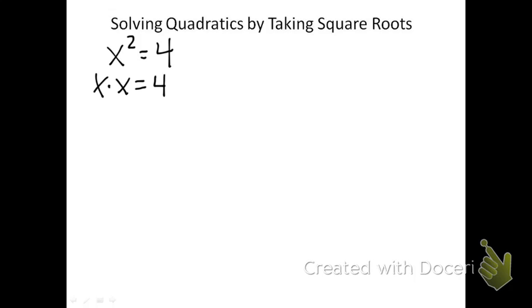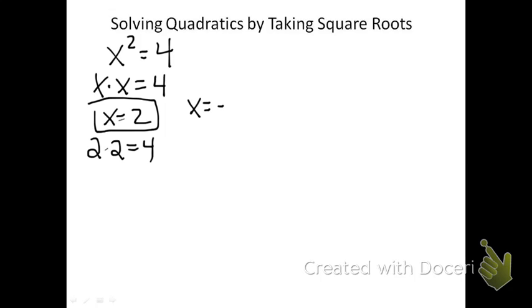And a lot of students automatically just think, alright, x equals 2. And you would be completely correct in thinking that because 2 times 2 equals 4. However, that is not the only correct solution. If I let x equal negative 2, this will also work because when you multiply negative 2 to itself, you also get the correct product of 4. So you actually get two solutions for the quadratic if x squared equals 4.